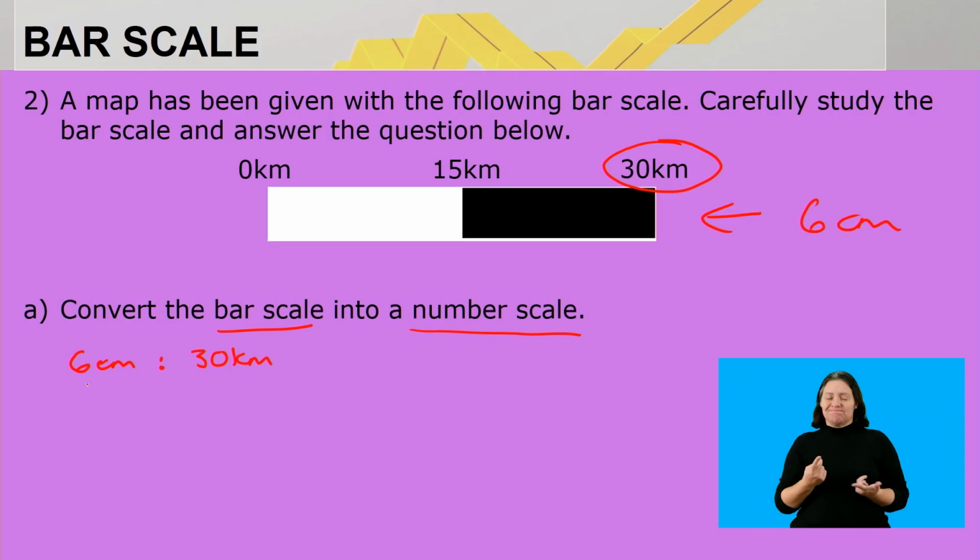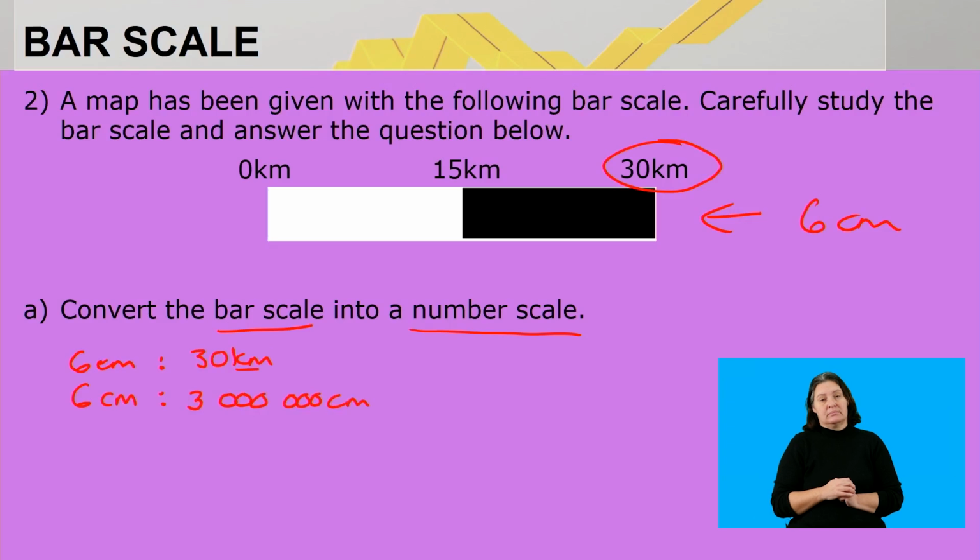I will keep my 6 centimeters. I'll convert these kilometers into centimeters as well. Now remember, how will I convert kilometers to centimeters? I will multiply by 100,000. So I'll say 30 multiplied by 100,000. That will give me 3 million centimeters. Now both my units are the same.